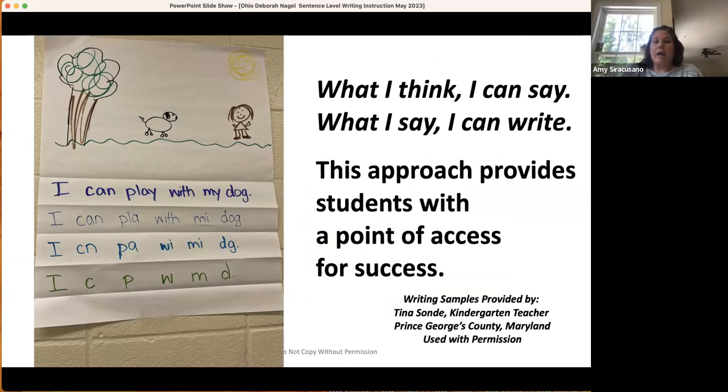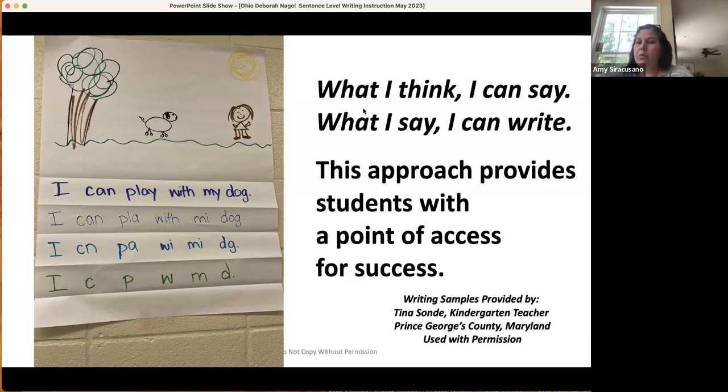So I'm going to show you what the approach looks like. And I'm going to credit Tina Sande. She's a kindergarten teacher in Prince George's County. Two years ago in the spring, I showed her the model. She started it in March, and this progression of her students' writing is from six weeks of instruction. So you'll see what they were able to do with this.